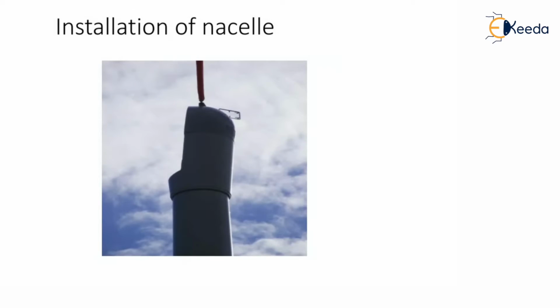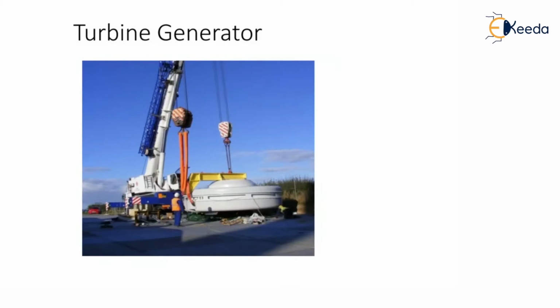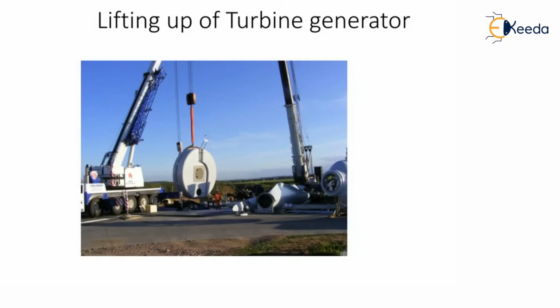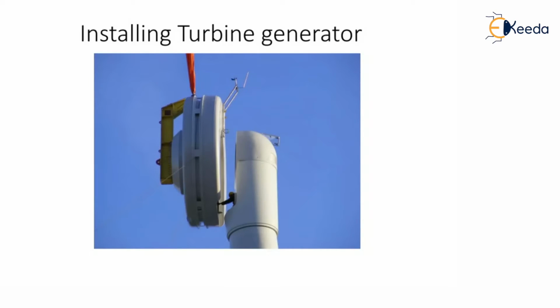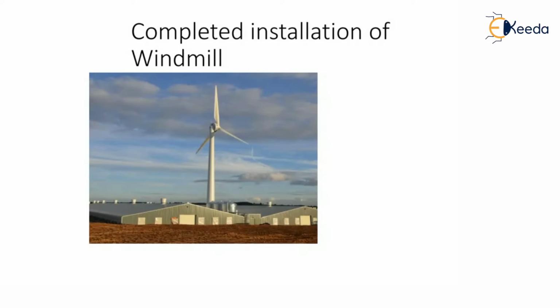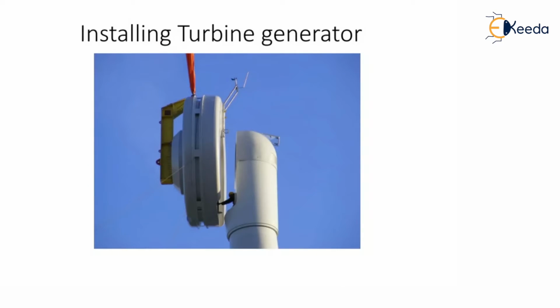Installation of nacelle where the blades are being attached. Turbine generator has been lifted. See here it is lifting up of the turbine generator. And this is the view of the turbine tower from the inside. And here the turbine generator is being attached to the nacelle. And this is the completed installation of the windmill. Here in the turbine generator, the blades are attached where it transfers the mechanical energy to electrical energy.